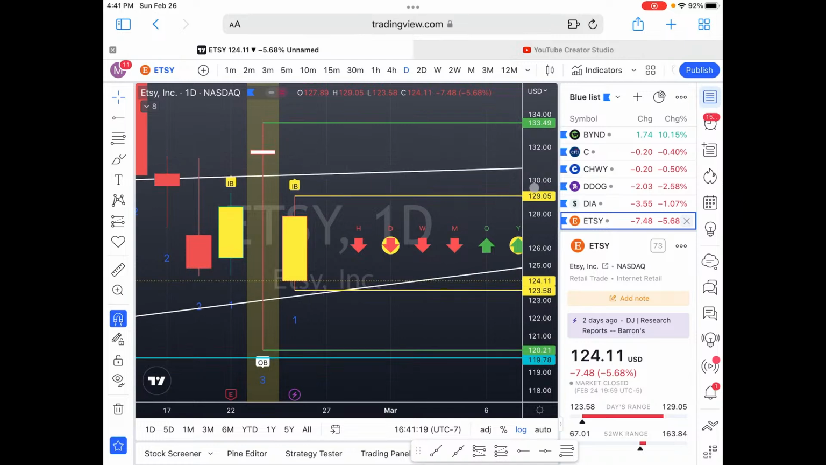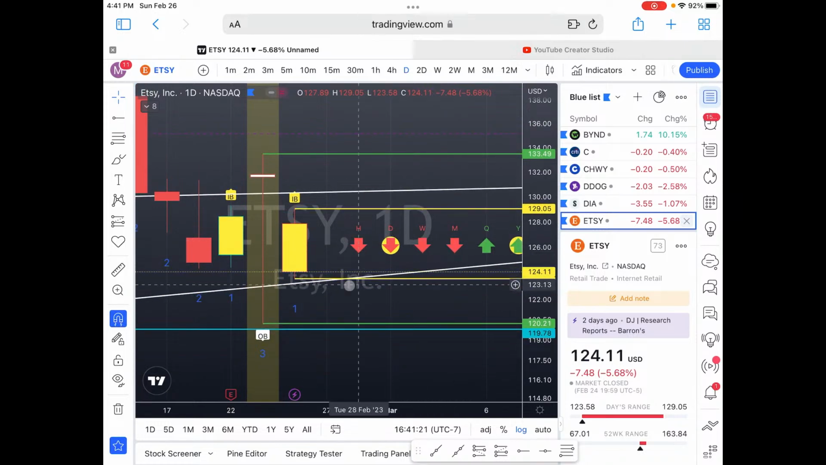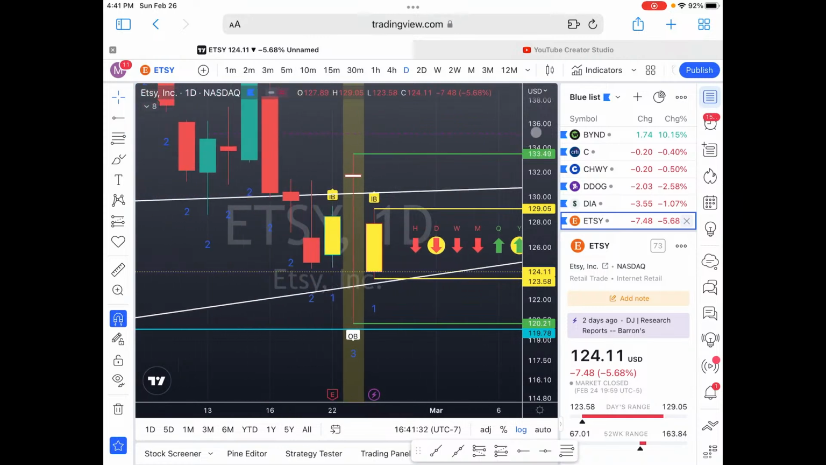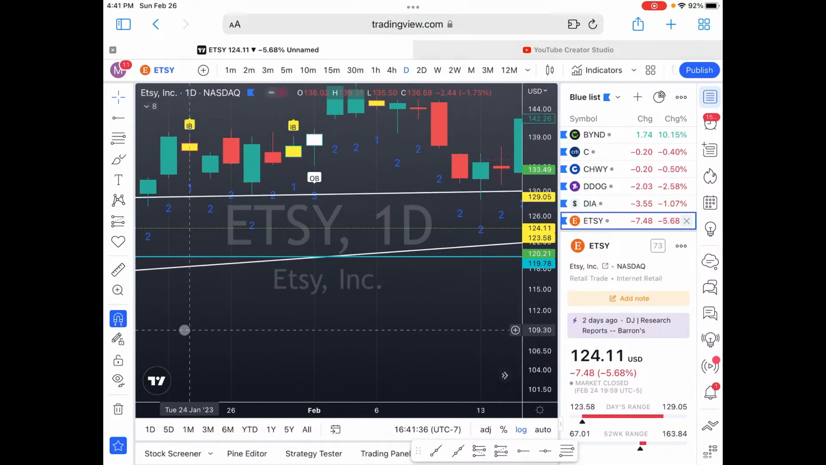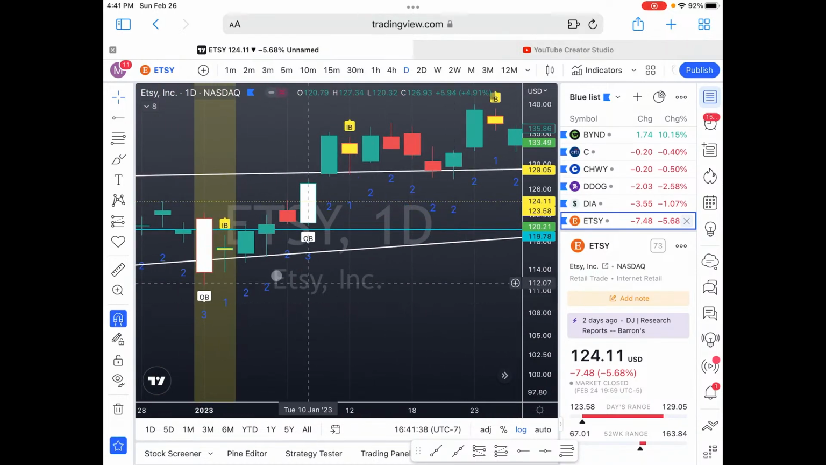Etsy, inside bars on Etsy, so calls at 129.05, puts at 123.58. The numbers that I'm calling out here, guys, the right-hand side, that's actually a 3-1 setup on Etsy. I didn't notice that outside bar, but that gold highlight that you see there, that's also part of the indicator that I've created. It's included with it. So what it does is it highlights these 3-1 setups. They're very powerful, they're rare, they don't happen very often.